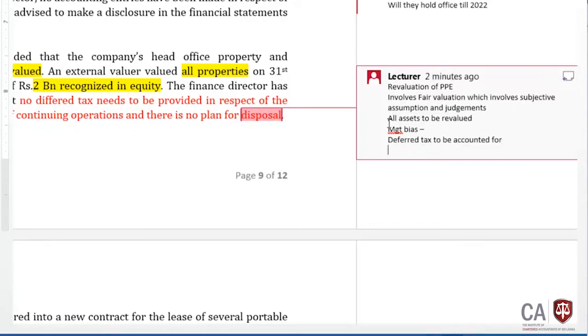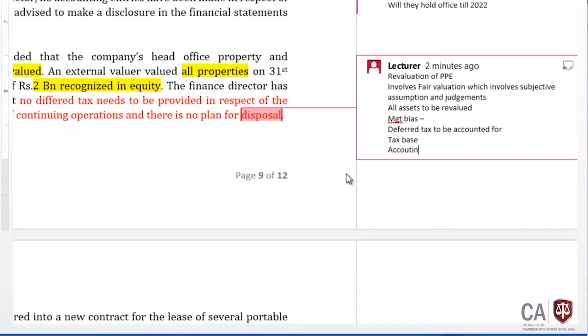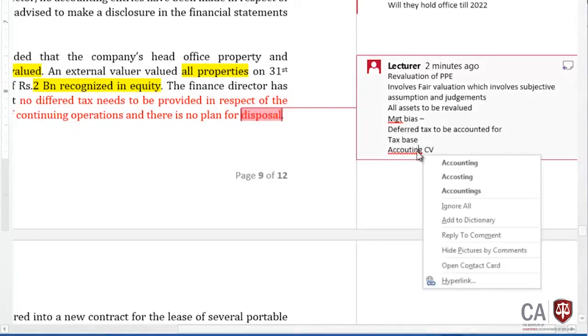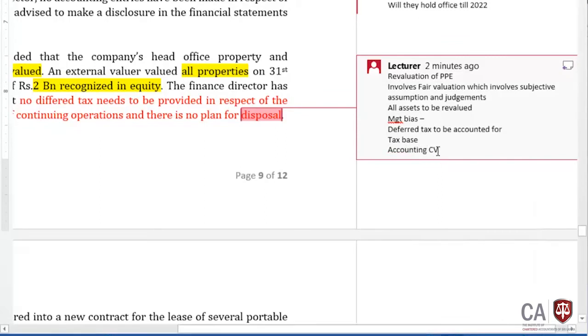Now, when you talk about deferred tax, I think I may have to explain this. Deferred tax is the difference between what two things? Tax base and what is the other base? Accounting base. The accounting base is usually your carrying value. So, for example, you have a machine which is 100 million and depreciated over 5 years. Then at the end of year 1, the net book value or the carrying value is going to be 80.